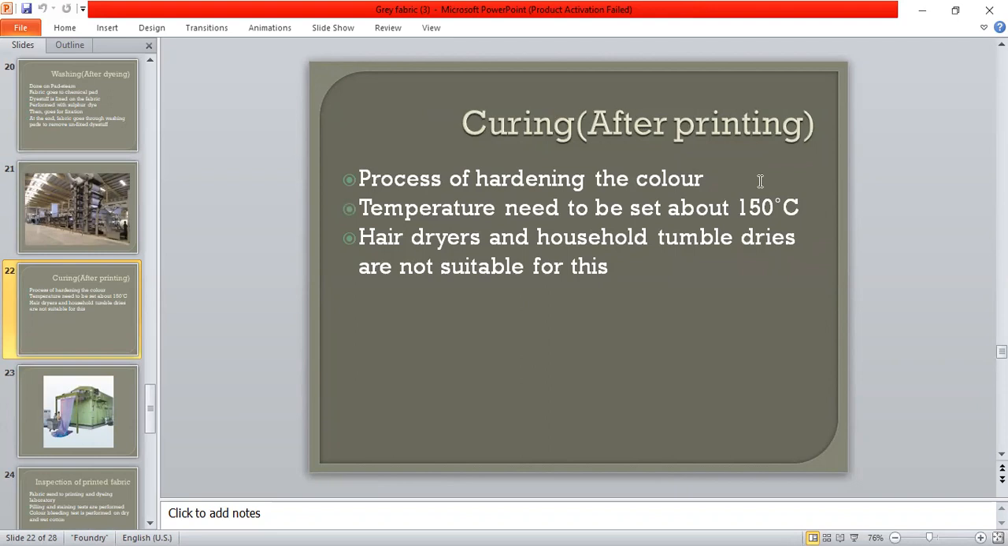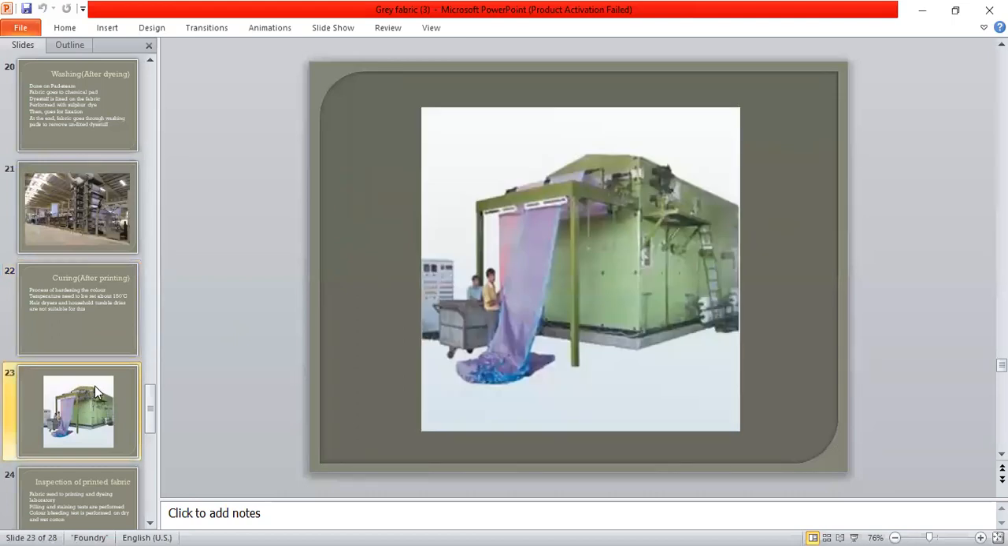Students, kindly note down the important points. The temperature needs to be set at about 150 degrees Celsius. Hair dryers and household tumble dryers are not suitable for this, because they won't get hot enough. This is the curing machine.